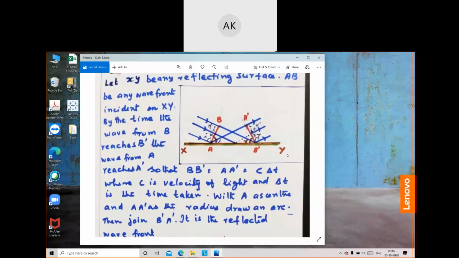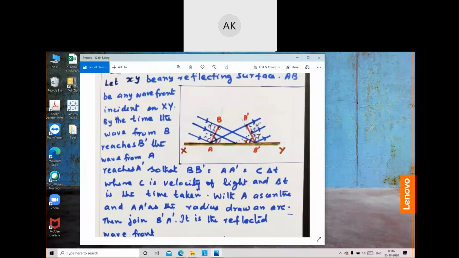Okay. XY, I think you are seeing. XY is the reflecting surface. AB is the plane wavefront incident on it. Wavefront, I told you, wavefront. What is a wavefront? It is the continuous locus of all the particles of the medium which are vibrating in the same phase. All the particles of the medium will vibrate in the same phase. So such points, when we join them, we get a wavefront.